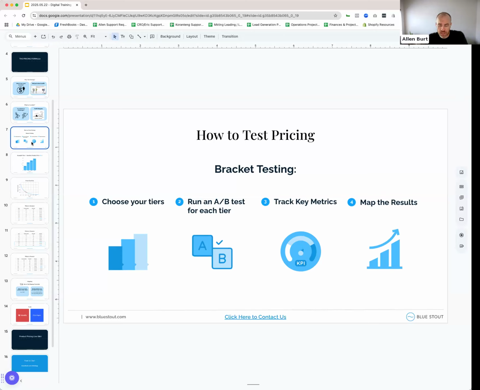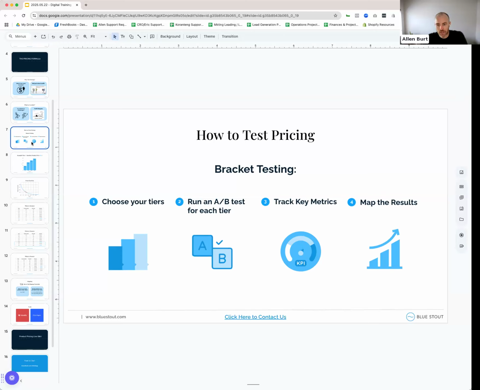So that way you actually have a statistically significant result to show you what the impact on store performance, so conversion rate, units sold, revenue, would be. And then you want to track those key metrics. And we'll show you an example of how you want to track these and how you want to compare them against one another.